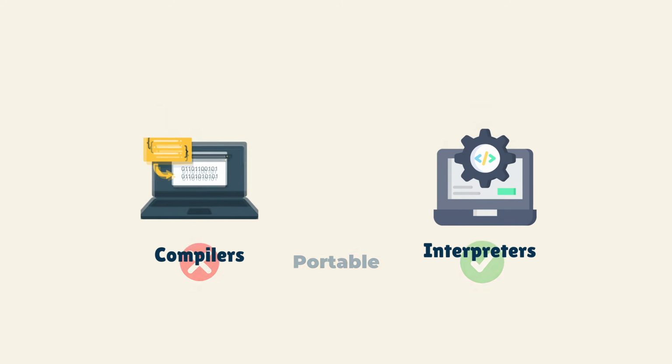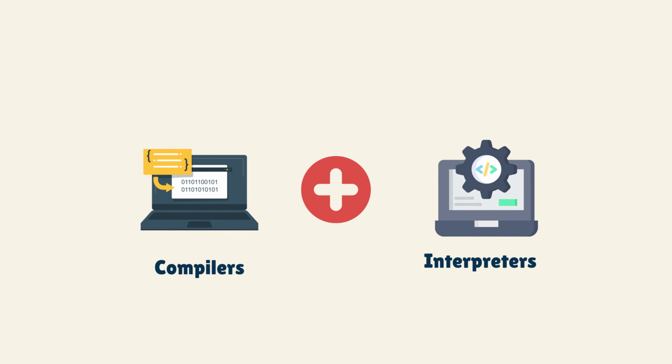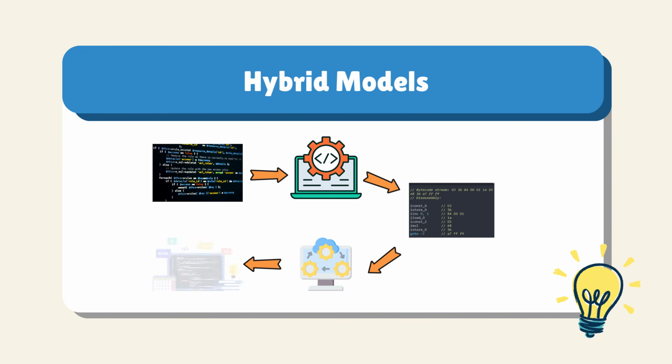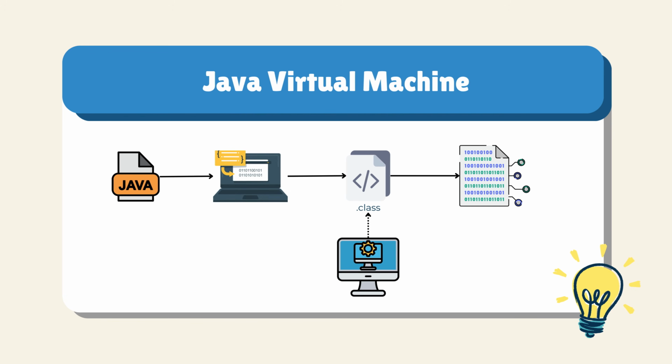Now, you might wonder, can we get the speed of compiled languages and the flexibility of interpreted ones? Yes, many modern languages use a hybrid model. They first compile your code into bytecode, then use a virtual machine to interpret or execute it. A great example is Java. Java code is first compiled using javac to bytecode, a low-level platform-independent format. This bytecode is then run by the Java Virtual Machine, JVM, which acts as a middleman between your code and the hardware.